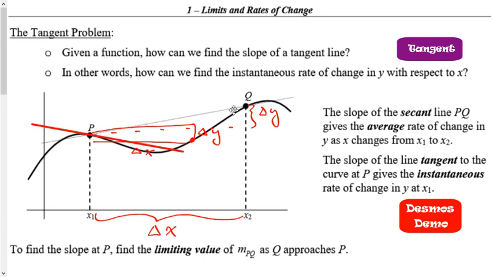So what we said we would do is take this point Q and move it closer and closer to the point P. And as Q got closer and closer to the point P, this secant line that was connecting P and Q would be approaching this tangent line. Let's take a minute to look again at the Desmos illustration of this.